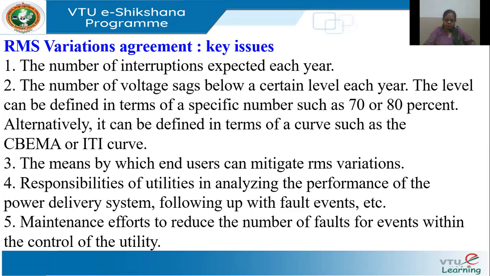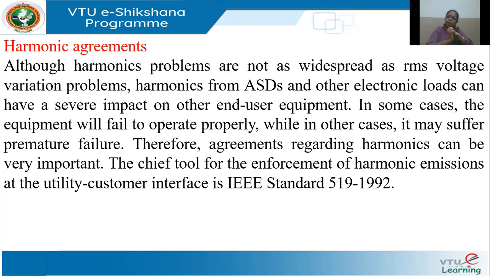See, sometimes a faulty tripping can happen because of wrong protection thresholds. A relay may be inappropriately set, or the load profile may have changed, but I have forgotten to set my relay settings. I have not changed my relay settings, because of which a wrong tripping can occur. So all these things the utility has to take care of. And maintenance is a very important aspect which the utility has to pay attention to, right? Regular maintenance of the equipment is necessary. Now, these are the agreements the utility will have to look into when it draws the contract and promises about RMS variations. What about harmonics?